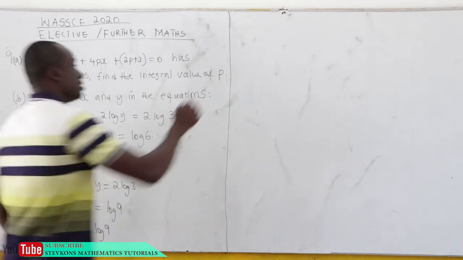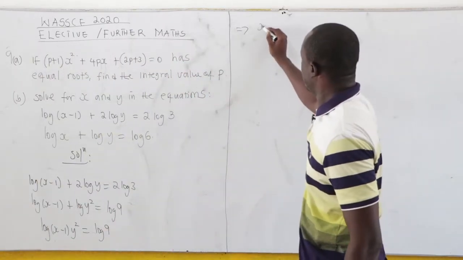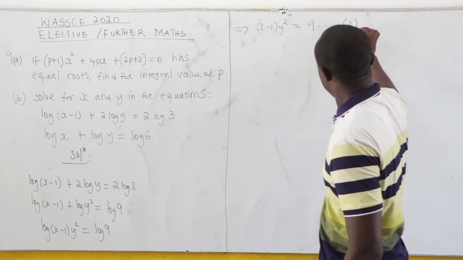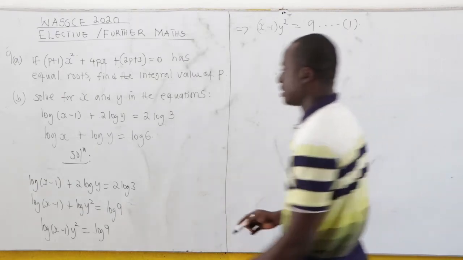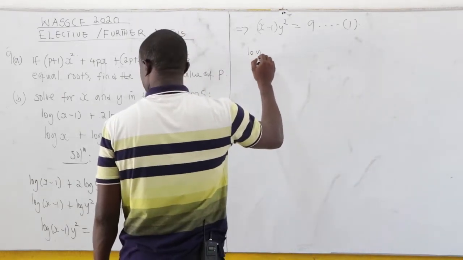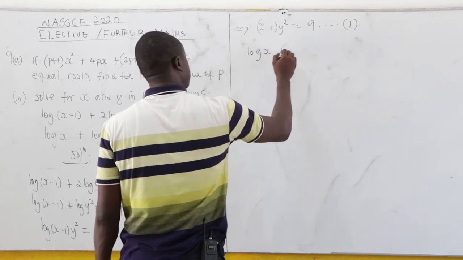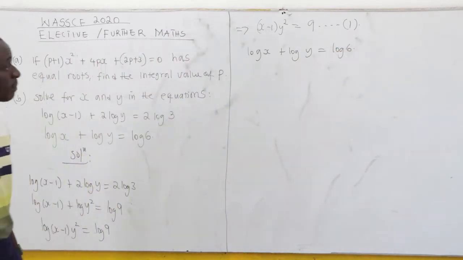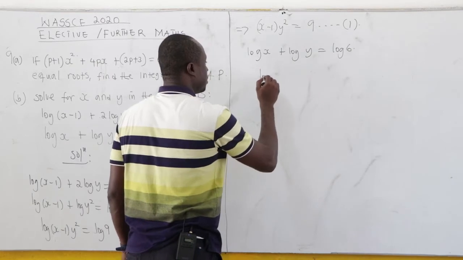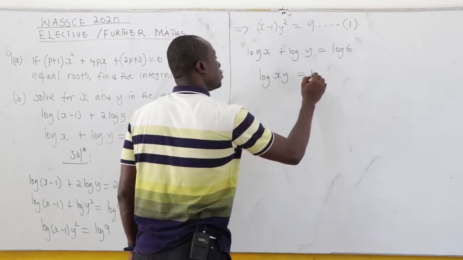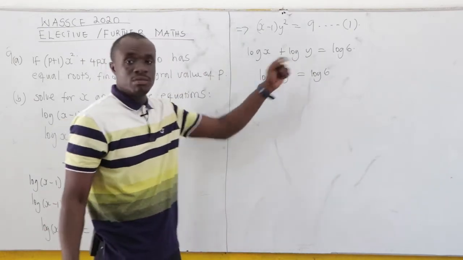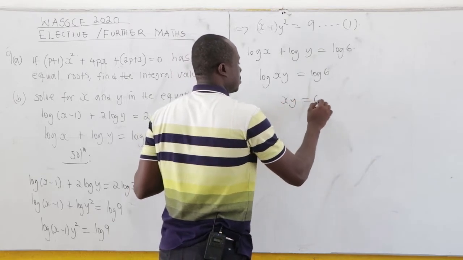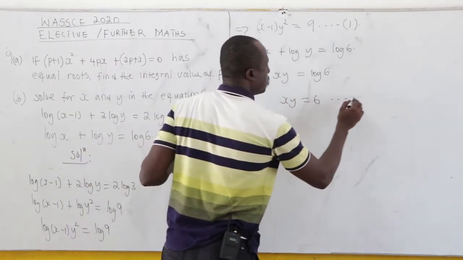And then from here, this is the same as (x − 1)y² = 9. And we can call this equation 1. Now let's see the second equation. We have log x + log y = log 6. Now, because we are adding, it will be log xy = log 6. When you're adding with the base the same, you multiply. And then from here, xy is just equal to 6. So this is equation 2.